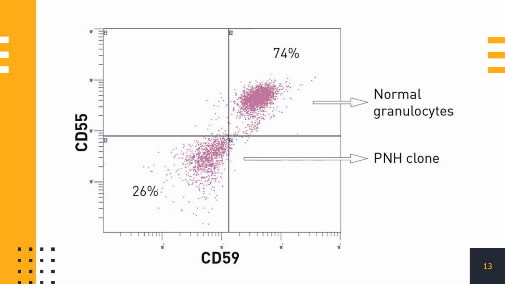Here is a graphic illustration of a flow cytometric analysis. Granulocytes that express neither CD59 nor CD55 make up the PNH clone and are found in the lower left quadrant, meaning around 26% of cells. Normal granulocytes that express both markers are in the upper right quadrant, or around 74% of cells.